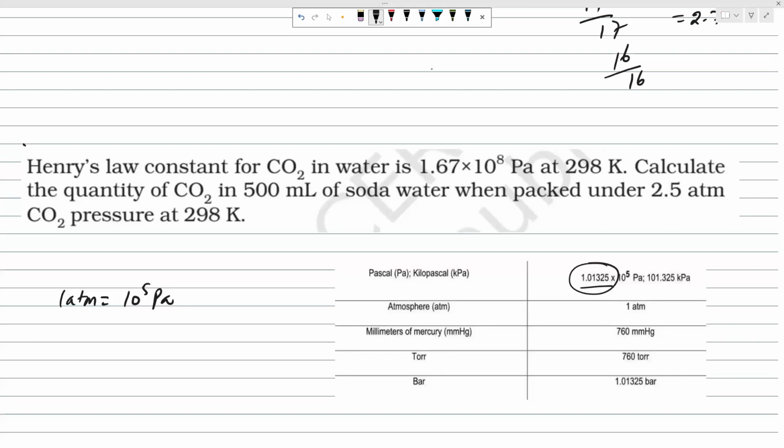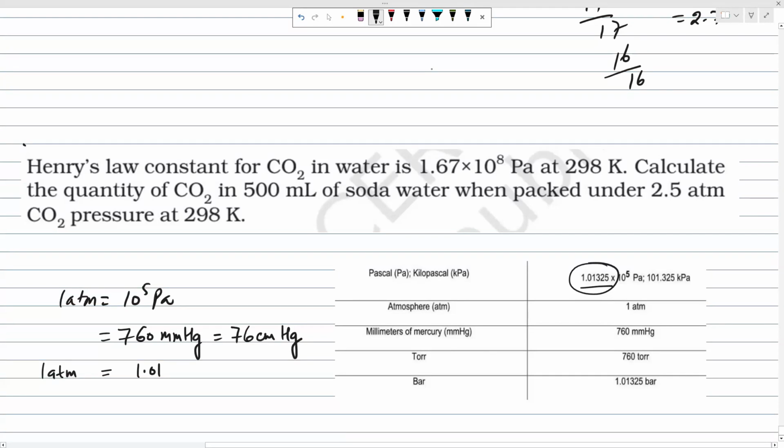And one atmosphere is also equal to 760 mmHg. That is also equal to 76 if, instead of mm, it becomes centimeter Hg. And this is also equal to 1.01 bar. One atmosphere is approximately equal to 1.01 bar.